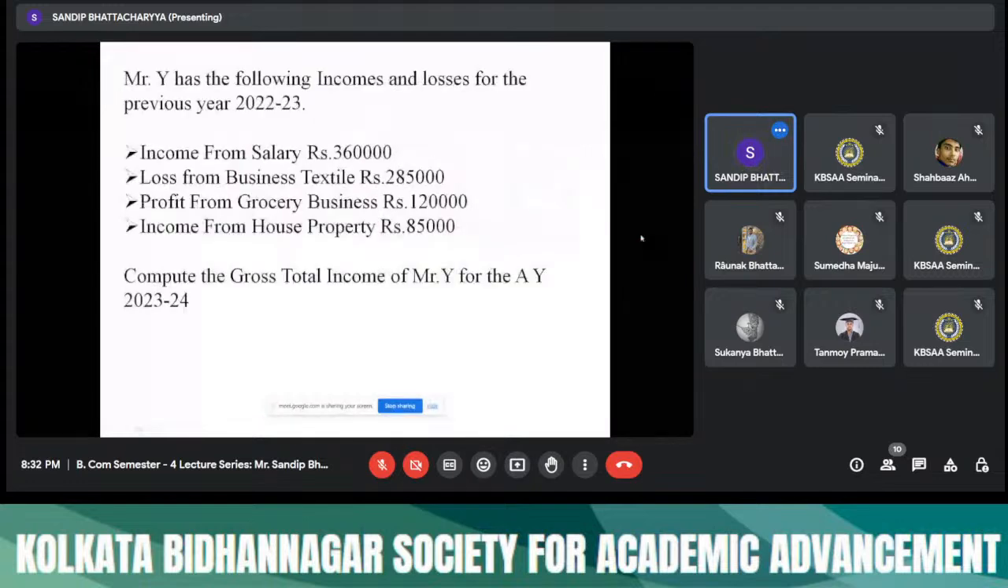See the next sum. Mr. Y has the following income and losses for the previous year 22-23. Income from salary, income from business textile, loss from business textile, profit from grocery business, and income from house property. So compute the gross total income. I have not yet come to 80C, I have not come to any deduction yet, I am proceeding step by step.